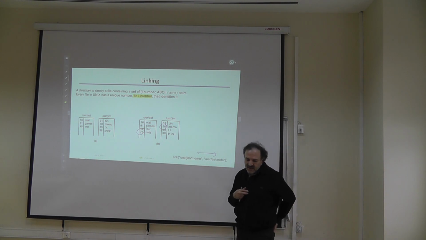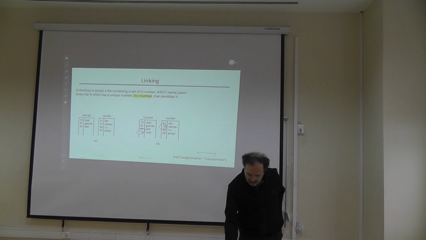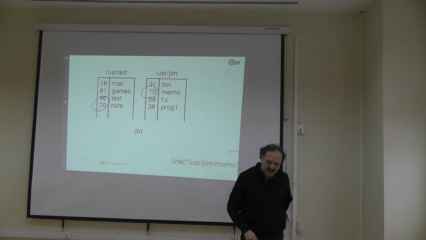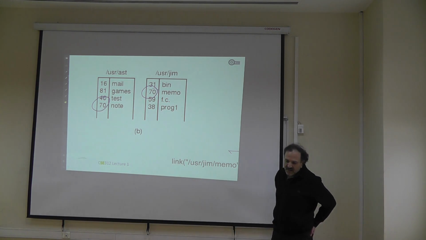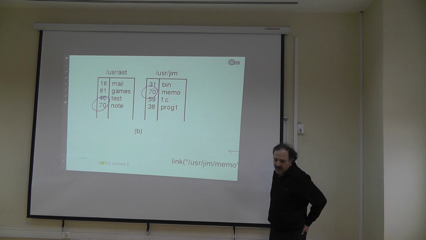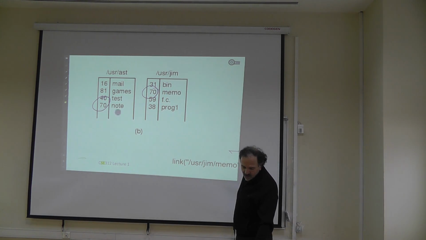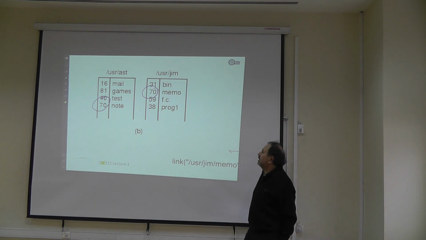So node is linked to memo because their I numbers are the same. They are actually the same file. Their names are different. If I open memo from this directory, I will see the contents of node. If I make a change inside the file of node, memo will be changed automatically because they are the same thing. They are linked together. It's like an alias, like a name.